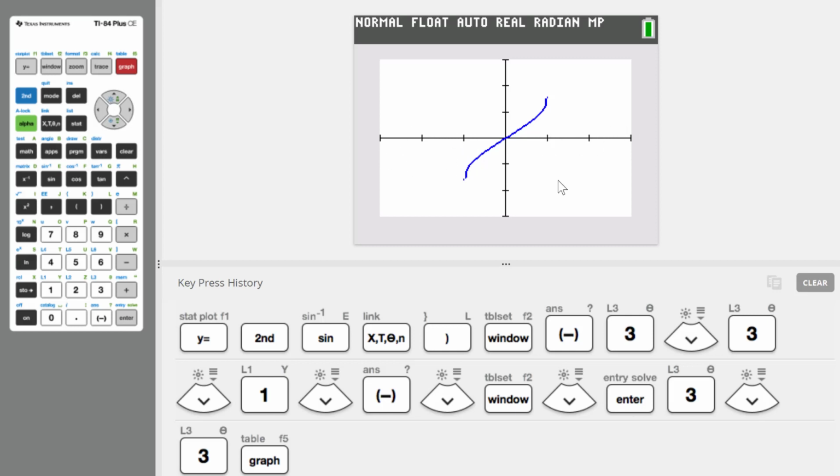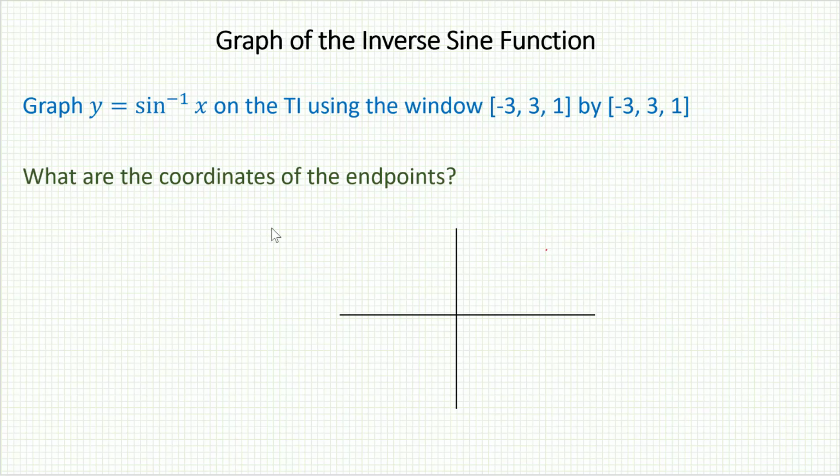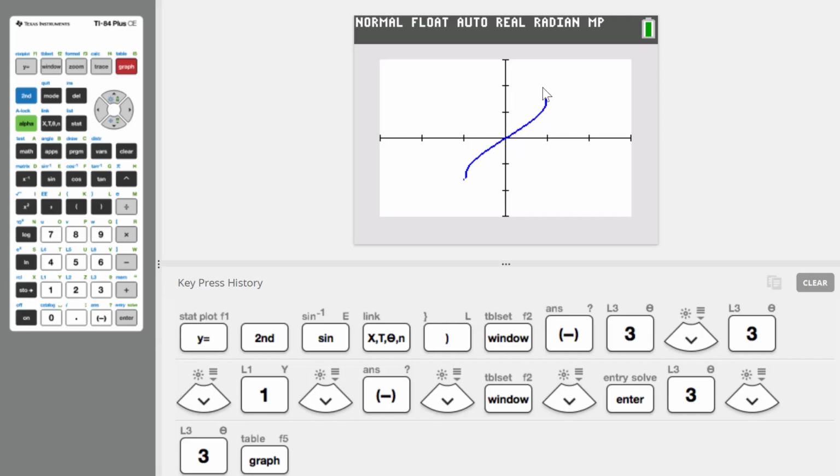And then the inverse sine function can only send out angles that are between -pi/2 and pi/2. Now we'd like to figure out what are the coordinates of those endpoints. Well, it must have something to do with those restricted values. Let's use the trace function and send in 1 and see what we get.